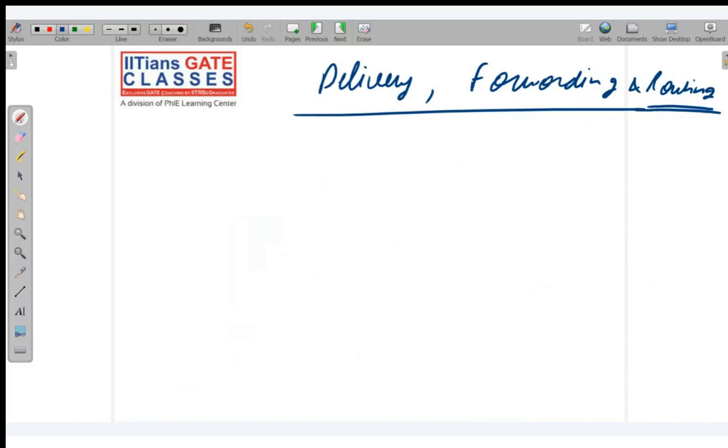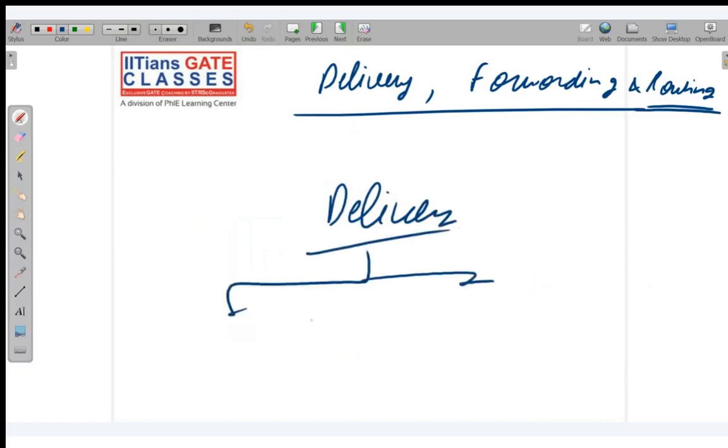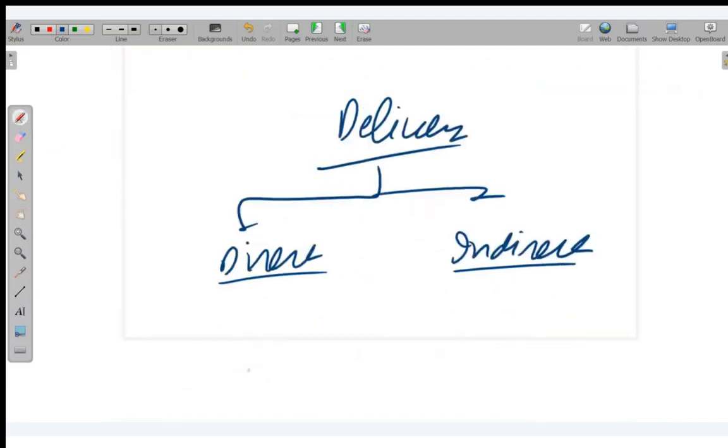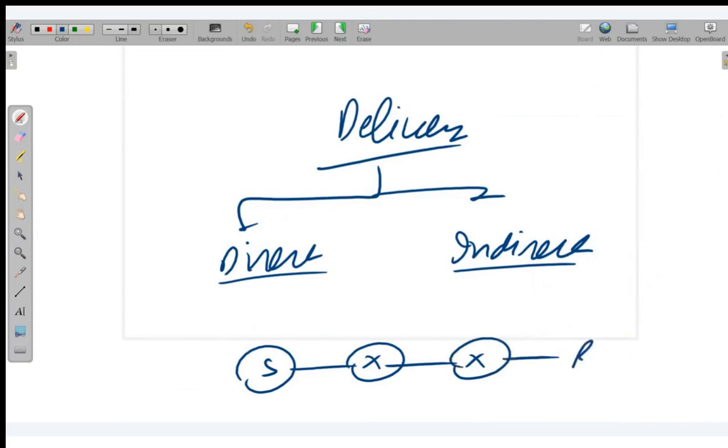So first of all, we should know what delivery is. Delivery means you are simply delivering the packet. Delivery is of 2 types: direct delivery and indirect delivery. If I show you with a picture, you will get more clarity. One picture is worth 1,000 words, so in place of giving words, the picture is better.